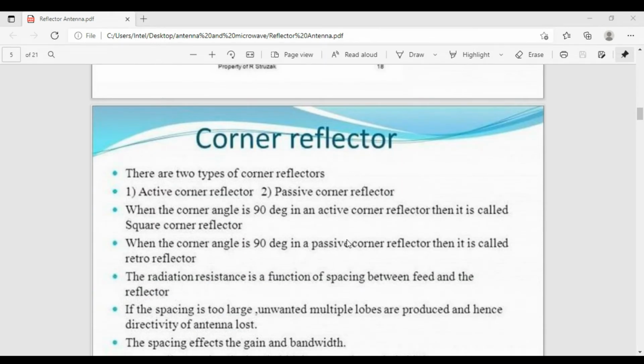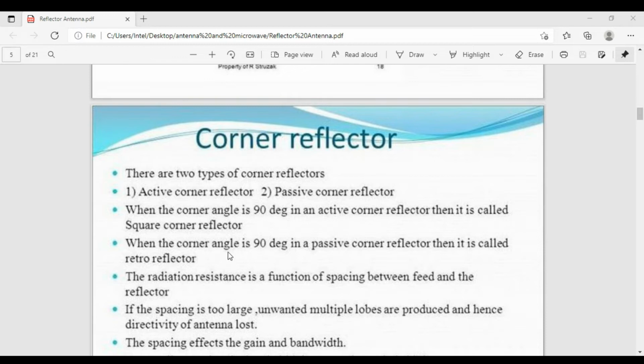For corner reflectors, there are two types: active corner reflector and passive corner reflector. When the corner angle is 90 degrees in the active corner reflector, it is known as a square corner reflector. When the corner angle is 90 degrees in the passive corner reflector, it is called a retro reflector. In the active corner reflector, the driven element will be present in front of that corner.